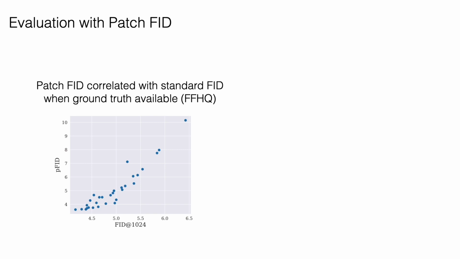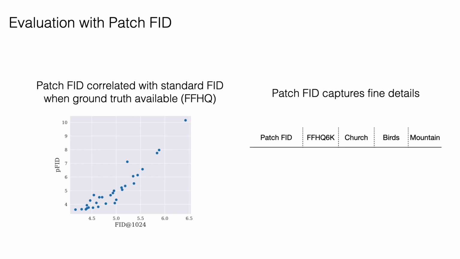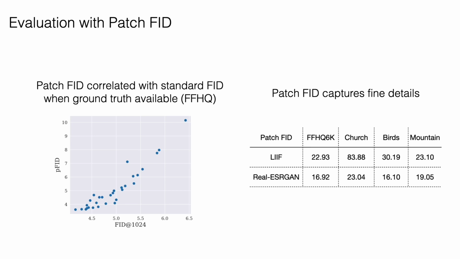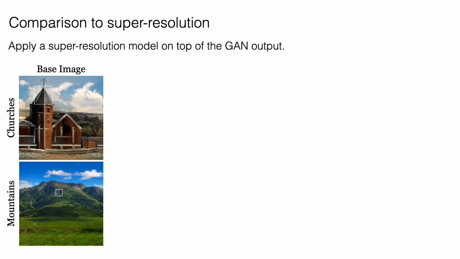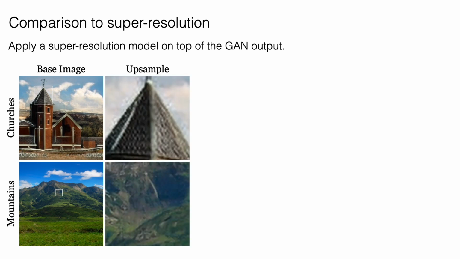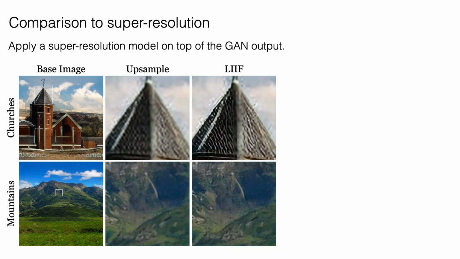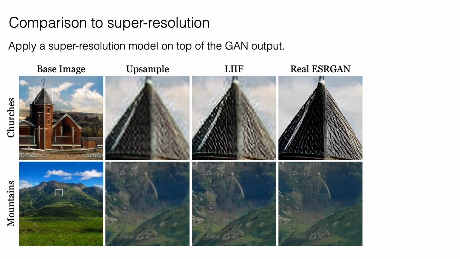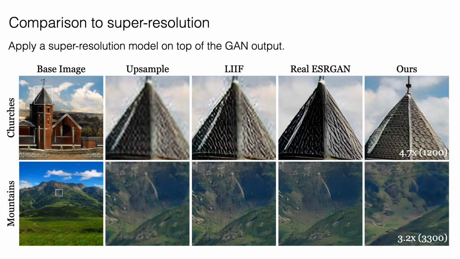Patch FID is correlated with standard FID on our FFHQ benchmark dataset, but it focuses more on details, so when we compare to super-resolution networks, such as LIIF and Real-ESRGAN, our model is able to generate more realistic textures. For a qualitative comparison, we can upsample the low-resolution output, apply LIIF, or apply Real-ESRGAN. Our AnyRes model tolerates distortions but can mitigate low-resolution artifacts.